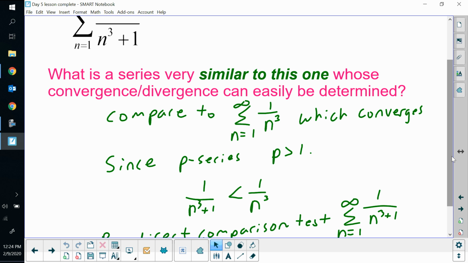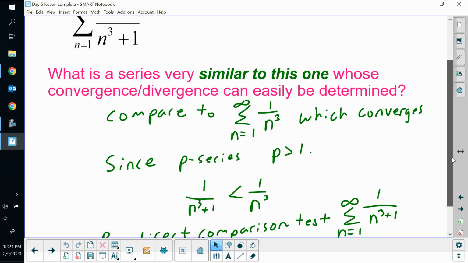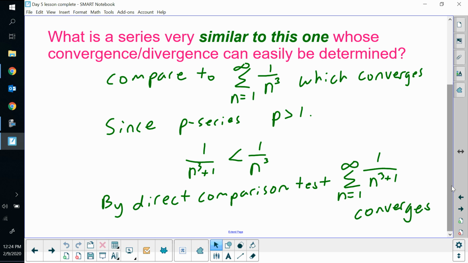Well, if we're adding 1 to the denominator, that's going to make the value of the fraction smaller. If we put in 2 for n, on the left we would have 1/9, on the right we would have 1/8. 1/9 is smaller than 1/8. So because 1 over n cubed converges, everything less than it will also converge. So we can say by direct comparison test, our original series there must converge.